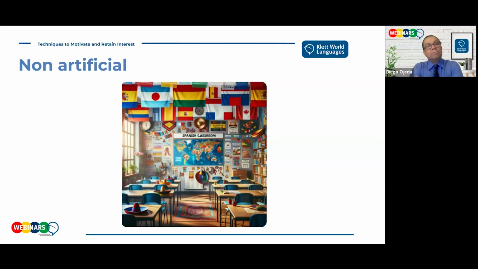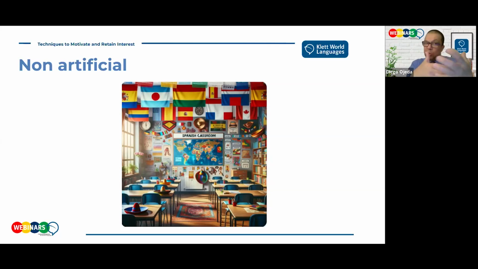Sometimes our classes are a little bit artificial. We are very proud of the countries that speak the target language. I'm very proud of my country, Colombia, and we decide to decorate the classroom in a specific way, like it is here. Sombreros, flags, and lots of posters. Target language country, maybe the map. Okay, so we kind of create this environment, and we think that this is helping our students connect with the culture.